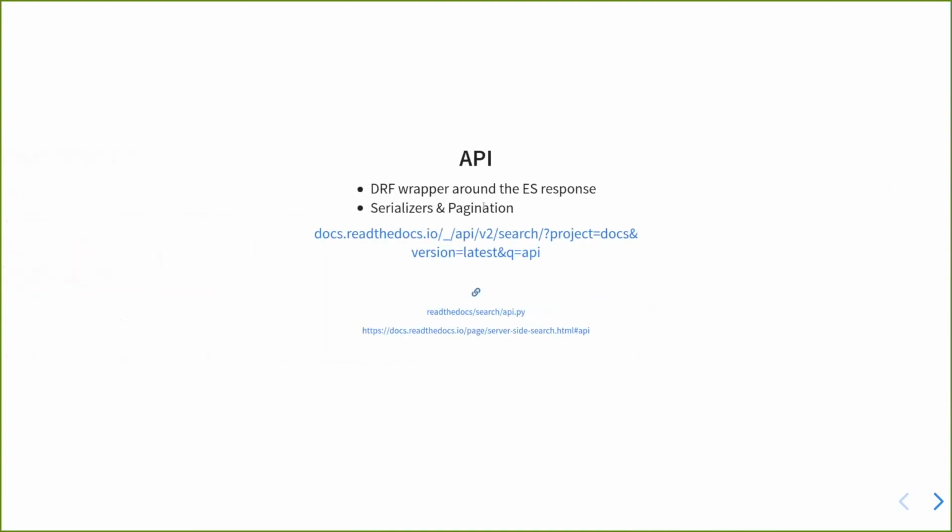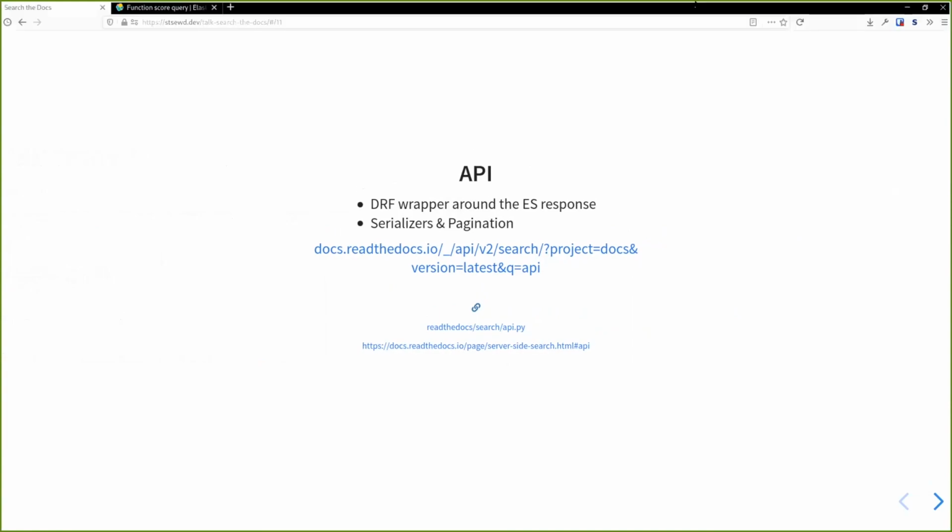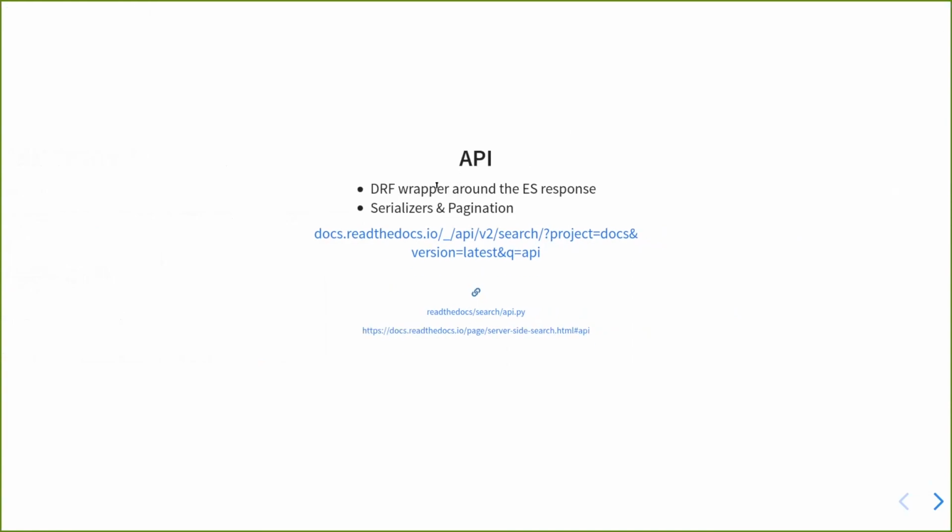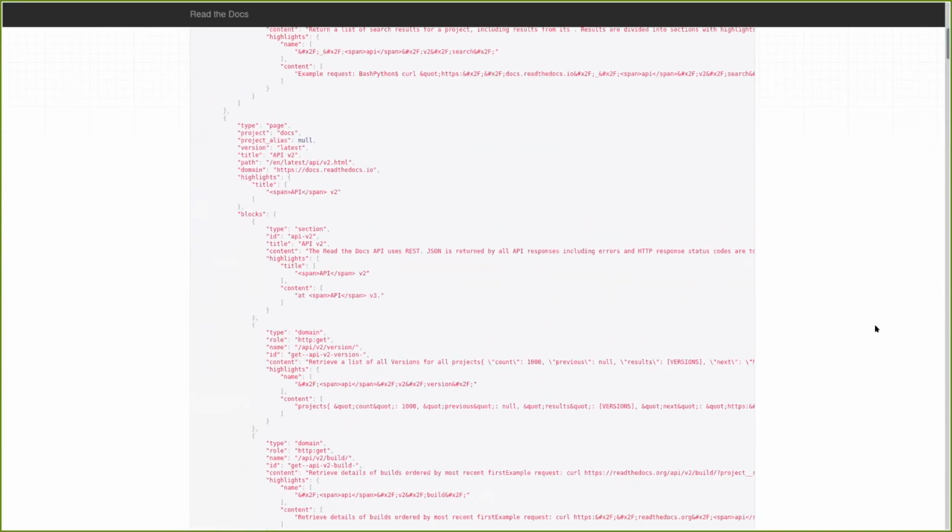And our API is actually built with Django REST framework. It's a wrapper around the Elasticsearch response, but we use serializers before passing that response to Django REST framework, and it actually supports pagination and other stuff. We used to return the same response from Elasticsearch, but that wasn't a good idea, because every time we upgrade Elasticsearch, the response will change and our API will change. We don't want that. So with the serializers, it's not going to break.